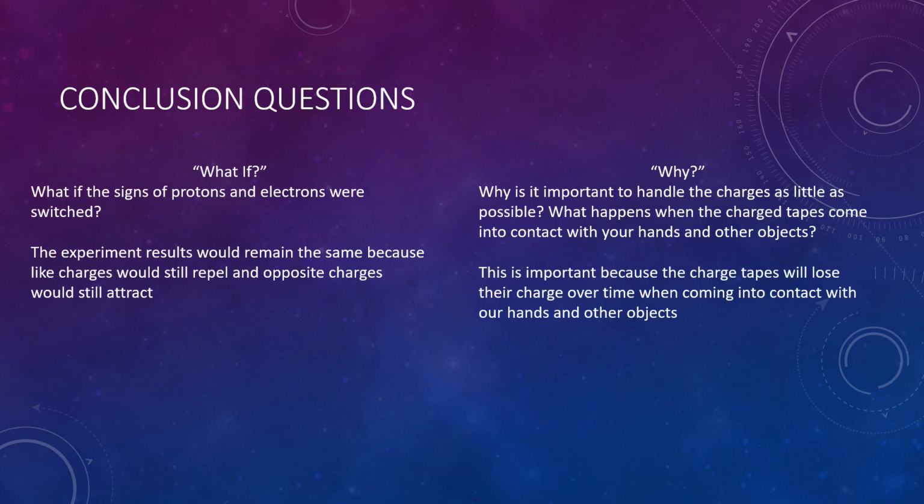For conclusion questions, what if the sign of protons and electrons were switched? This wouldn't matter for the experiment. The results would remain the same because like charges would still repel and opposite charges would still attract. And in this case, the electrons being removed would create a negative overall charge on the tapes, but they would still end up repelling each other, causing the tape to float, opposing the force of gravity.